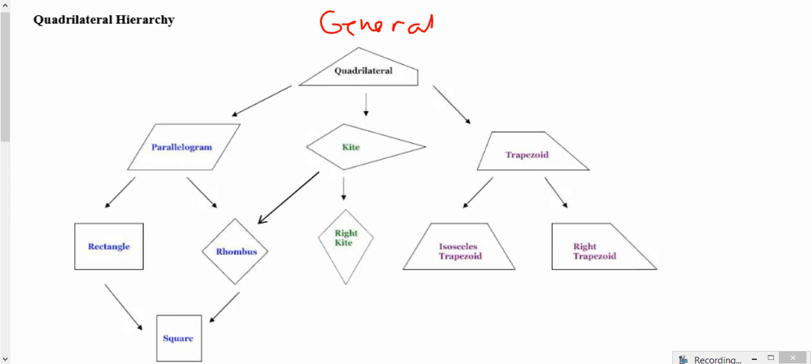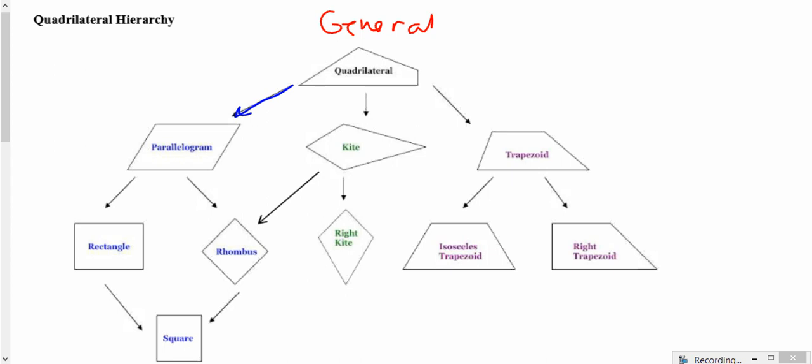It's like saying out in the parking lot we have cars with four wheels. Very general, no specific things. And what these arrows represent is that you take that shape and you add properties. So if we follow the blue arrow, we're saying that a parallelogram is a quadrilateral, but it has certain qualities that are added to it.